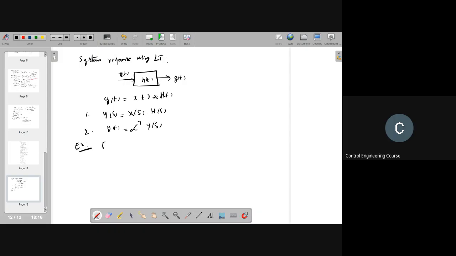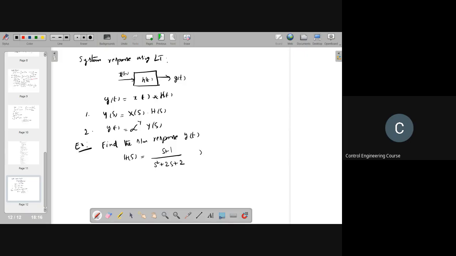Find the system response y of t, given H of s. H of s is directly given as (s plus 1) by (s square plus 2s plus 2).